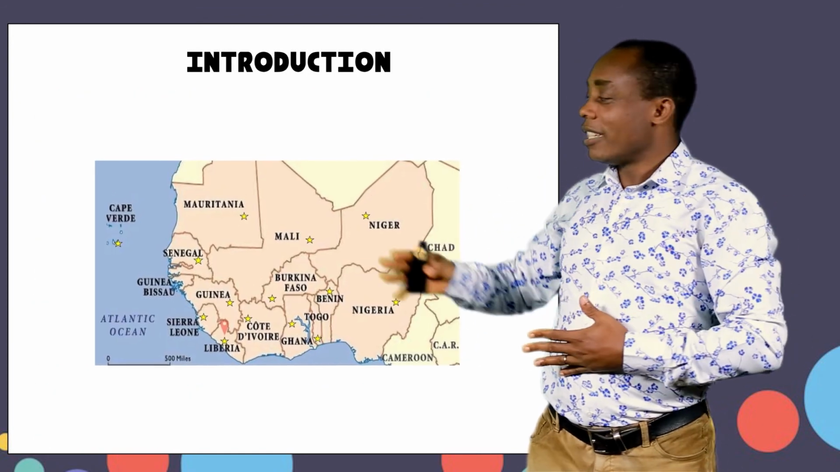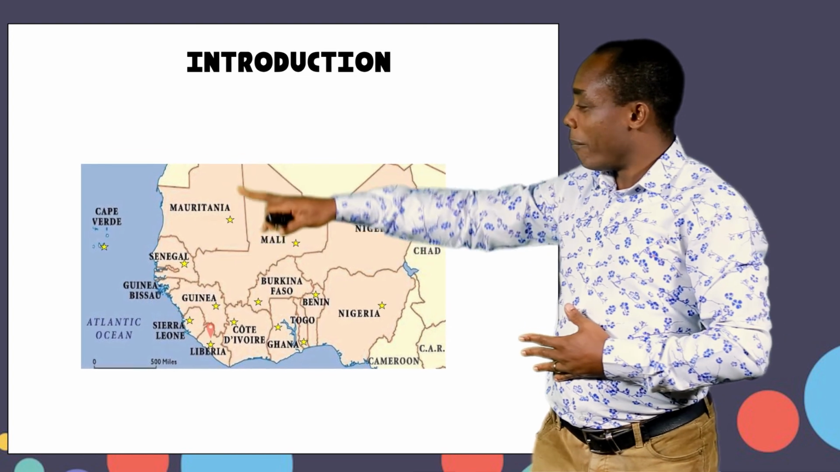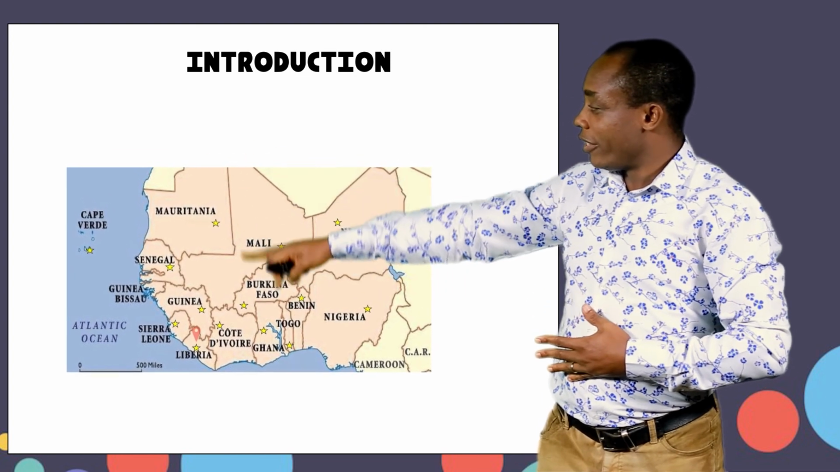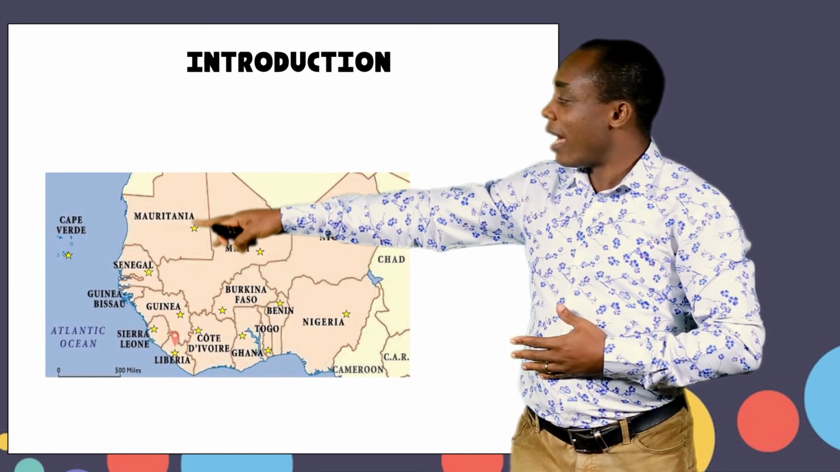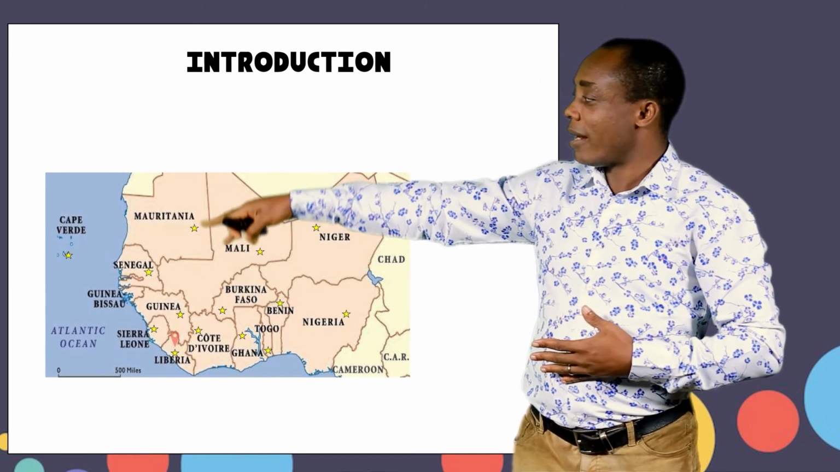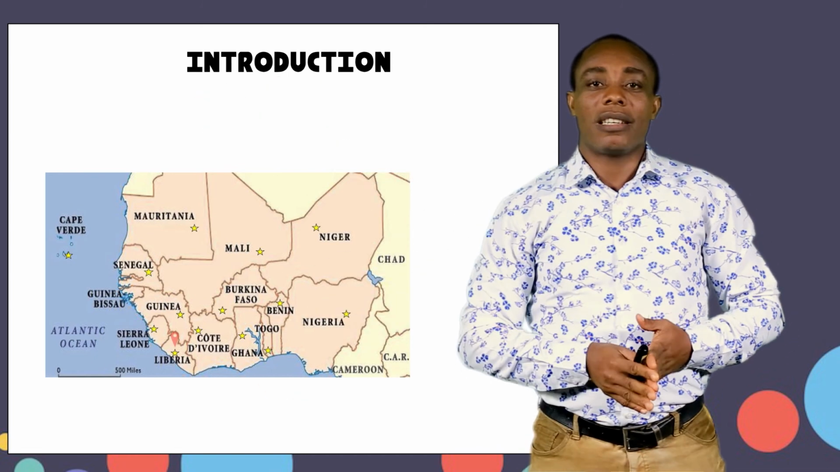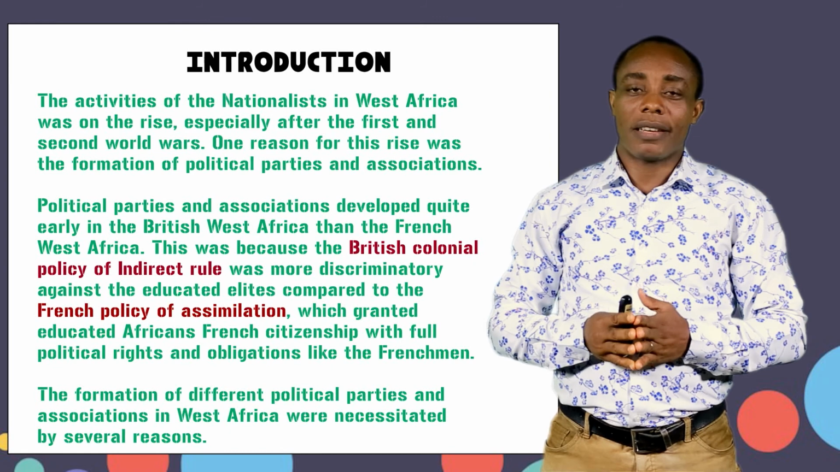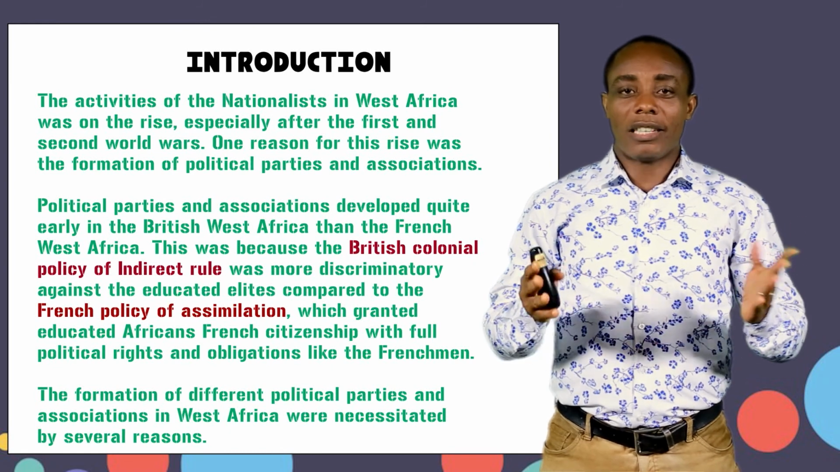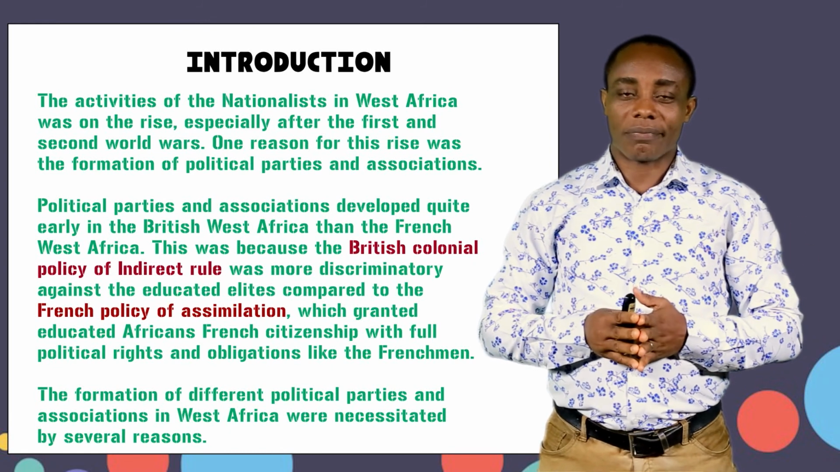So as you can see on this map, these are the countries that make up West Africa. You see Nigeria is here, you see Niger is here, you see Benin Republic is here, Togo, Ghana, Ivory Coast, Liberia, Sierra Leone, and the rest. These are West African countries. This region gained independence from European powers. That took place in the 20th century.